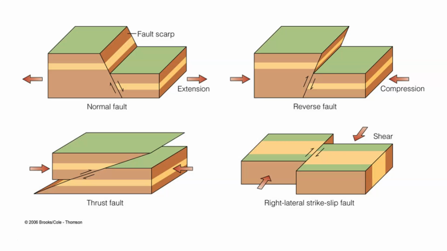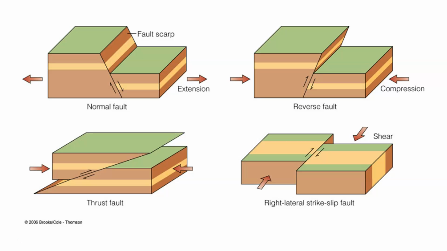thrust, and strike slip. Okay, so to distinguish between each one of these, you have to look at how does the hanging wall actually move. Okay, on three of those, that's very important. On the strike slip, it really doesn't kind of matter, and we'll look at that right there.